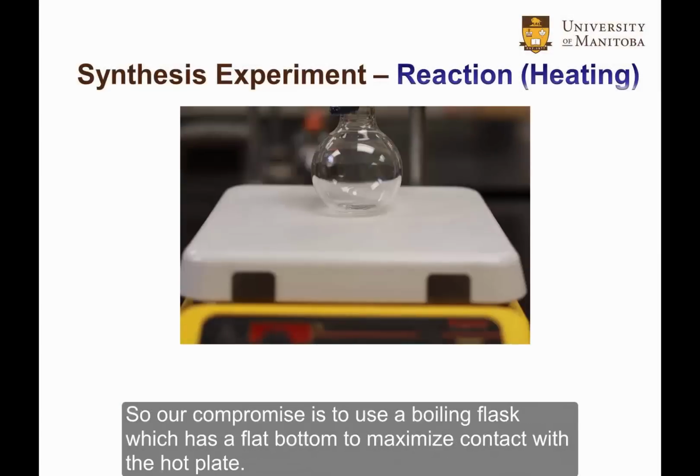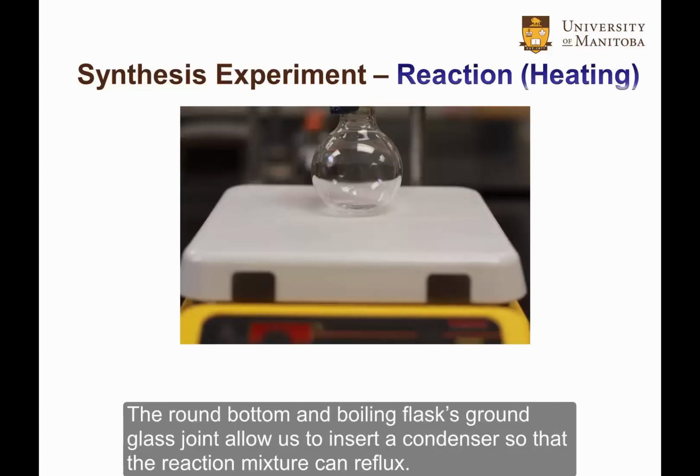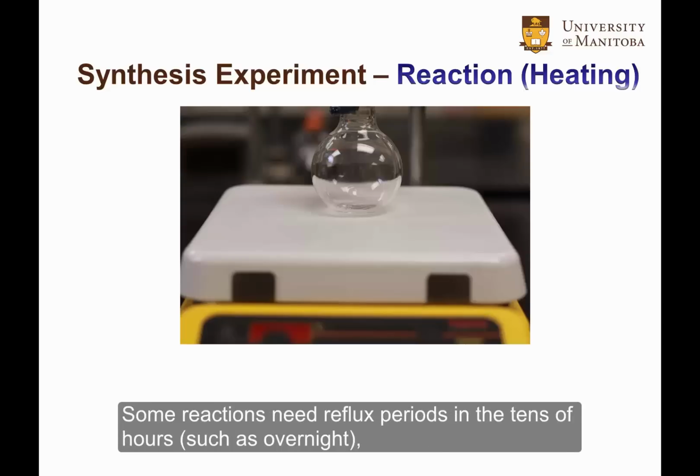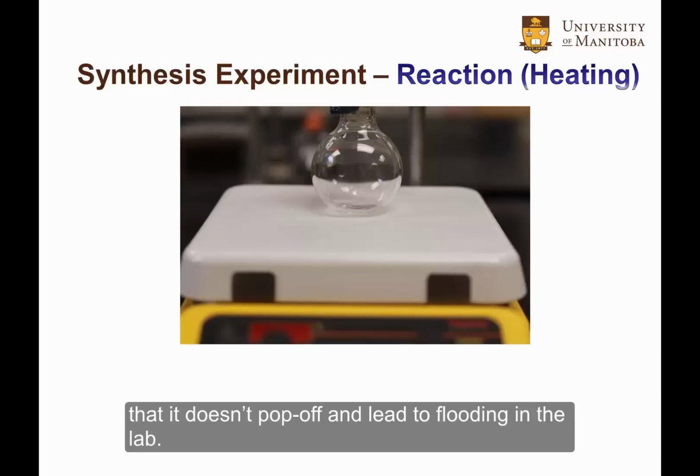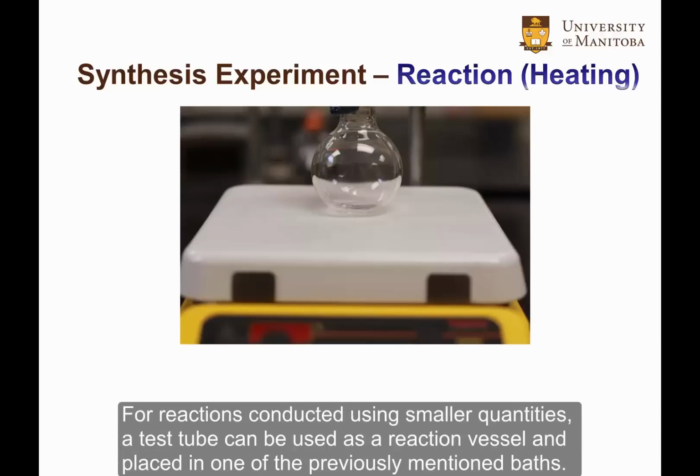So our compromise is to use a boiling flask, which has a flat bottom to maximize contact with the hot plate. The round bottom and boiling flask's ground glass joint allow us to insert a condenser so that the reaction mixture can reflux. Some reactions need reflux periods in the tens of hours, such as overnight. Then it's very important that the tubing is secured around the condenser inlet and outlet joints so that it doesn't pop off and lead to flooding of the lab. For reactions conducted using smaller quantities, a test tube can be used as a reaction vessel and placed in one of the previously mentioned baths.